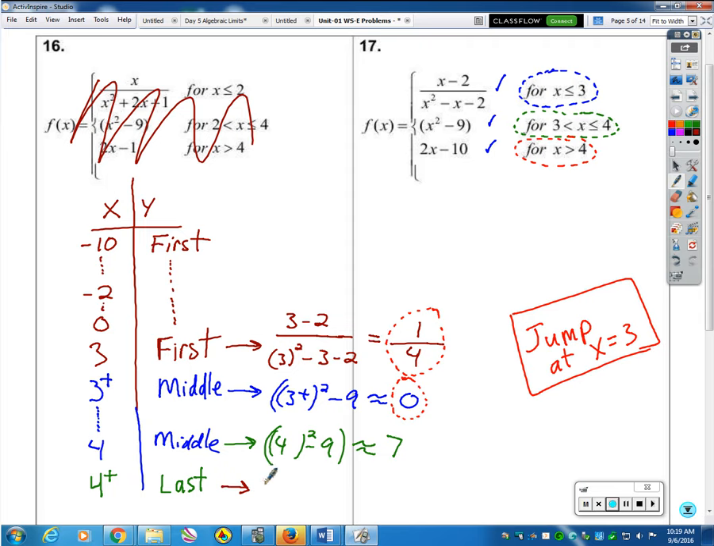So that's 2 times close to 4 minus 10. That's going to be very close to negative 2. Makes sense, doesn't it? This is negative 2. So there's a second jump at x equals 4.